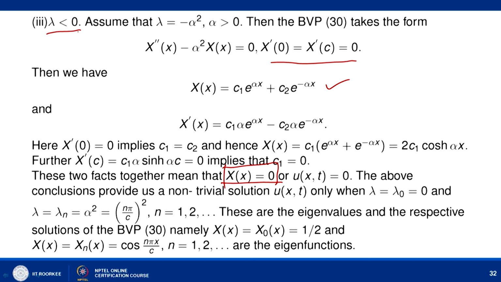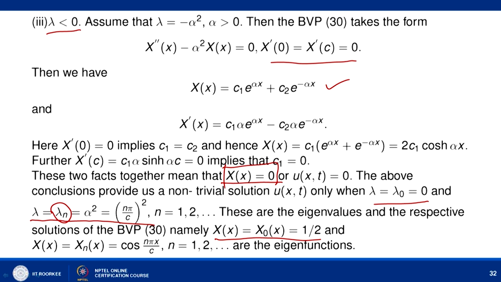So we get only two sets of eigenvalues. One corresponds to 0: lambda naught equal to 0 is an eigenvalue, and the corresponding eigenfunction is some constant. Let us assume that it is 1 by 2. Another set of eigenvalues we have obtained for the case when lambda is positive, where we assume lambda equal to lambda n, with lambda n equal to alpha square, given as n pi by c. So we write lambda n as n pi by c whole square, where n is 1, 2, 3, because if we put n equal to 0, it reduces to lambda naught. So here we assume that n is a non-zero integer.